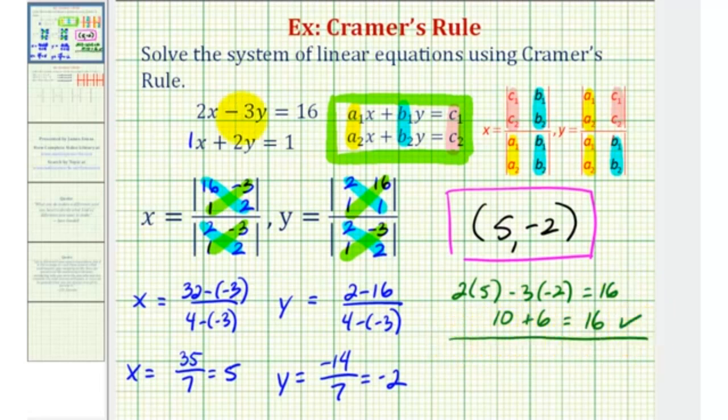x plus 2y equals 1, so we would have 5 plus 2 times negative 2 equals 1. We'd have 5 plus negative 4 equals 1, which is also true. Okay, I hope you found this example helpful. Next, we'll take a look at solving a system of three equations with three unknowns using Cramer's rule.